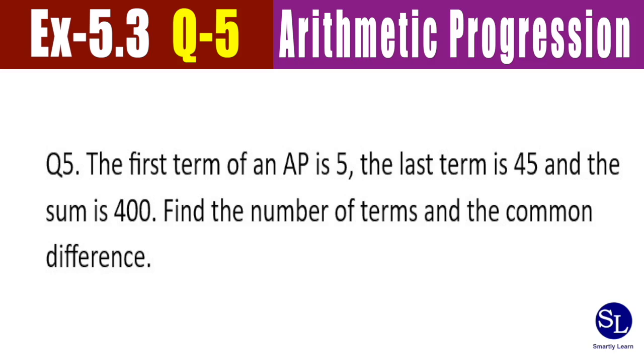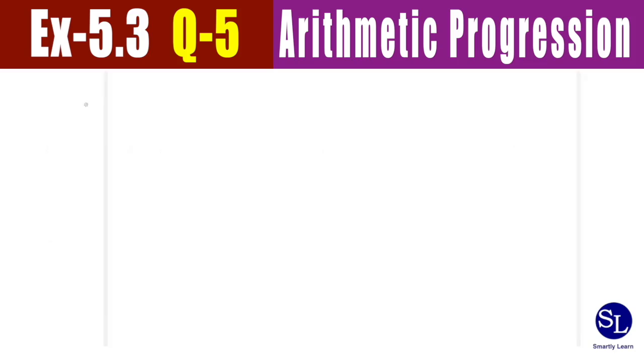So first let's note the data that we know. The first term is given as 5, so a is equal to 5. The last term l is given as 45 and the sum of the AP is given as 400. What is expected of us is to find the number of terms and the common difference.